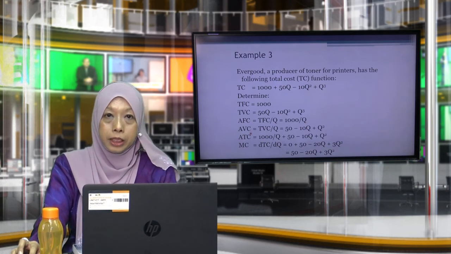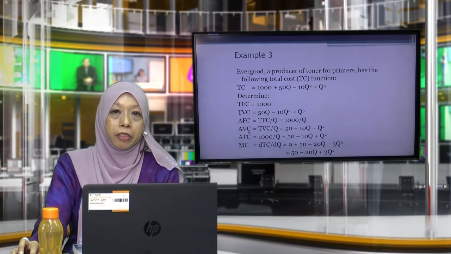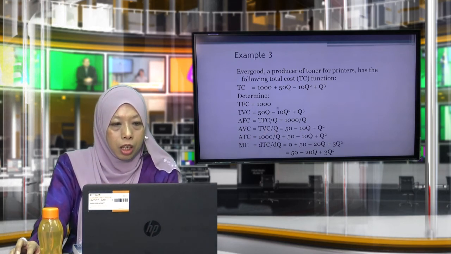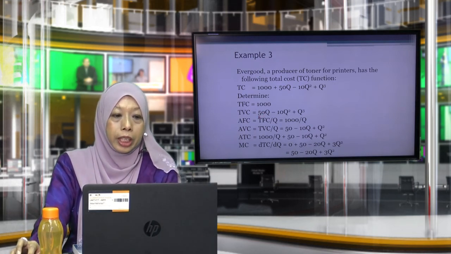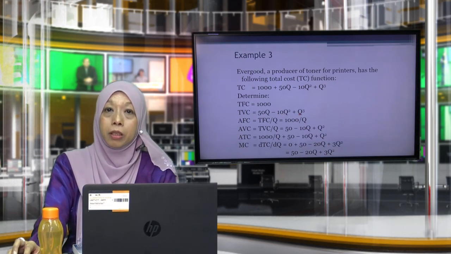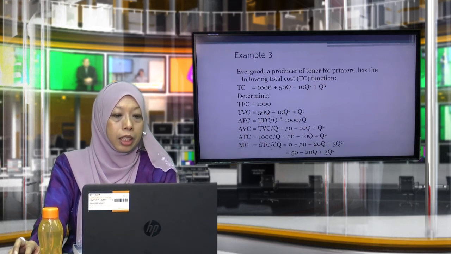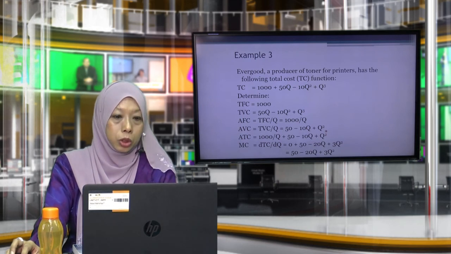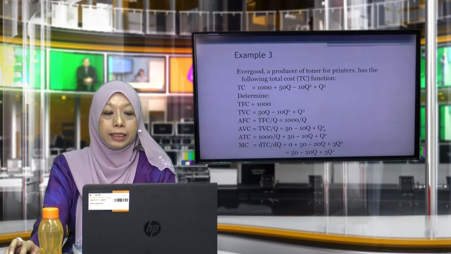Now, let's proceed with the average variable cost function. If you can still recall, to calculate average variable cost, you need to divide total variable cost by Q. Because total variable cost is this function, you have to divide each component of variable cost by Q. So 50Q divided by Q gives you 50. 10Q squared divided by Q gives you negative 10Q. And Q to the power of 3 divided by Q gives you Q squared. So your average variable cost is 50 minus 10Q plus Q squared.